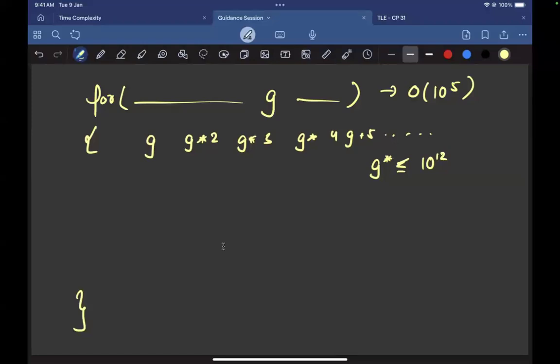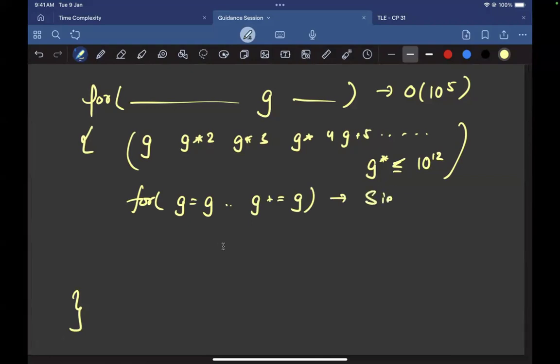Yes. So now tell me, guys, how much complexity do you think this is going to take? If I run a for loop, which runs from G value, let's say, and then you can say G plus equal to G, something like this. This is a sort of a sieve algorithm. Is that right? Sort of a sieve logic, which means this is going to run roughly in a log base 2 order.